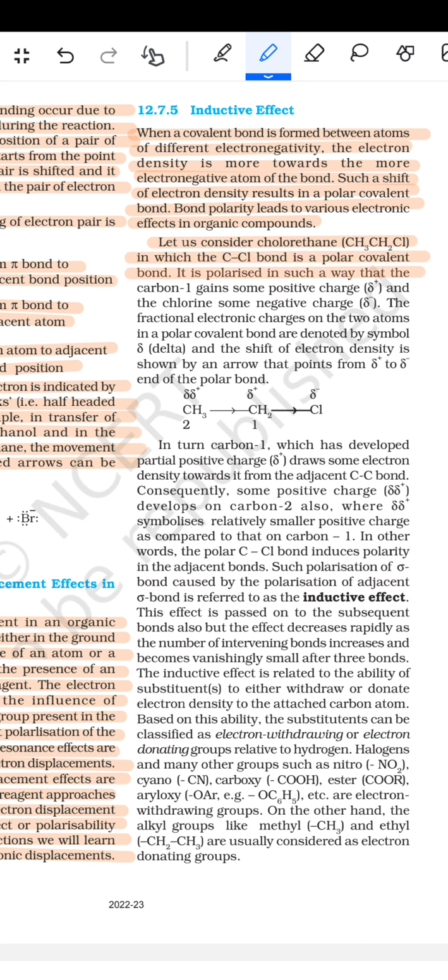It is polarized in such a way that carbon 1 gains some positive charge, delta plus, and the chlorine some negative charge, delta minus. The fractional electronic charges on the two atoms in a polar covalent bond are denoted by the symbol delta, and the shift of the electron density is shown by an arrow that points from the delta plus to the delta minus end of the polar bond.